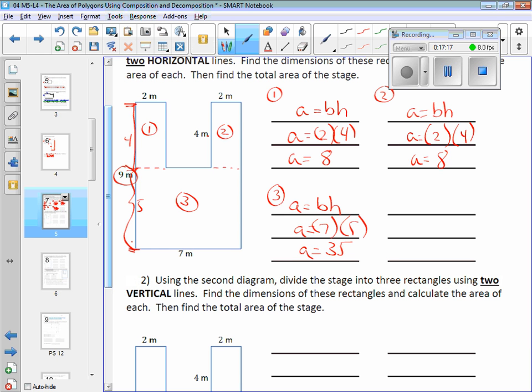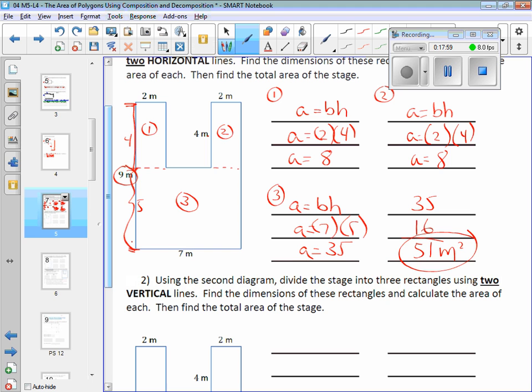What's the last thing we need to do to get the area of the entire shape? Add them. We've got to add 35 plus 8 plus 8. Well, look, I'm going to do 8 and 8 in my head. That I can do. 16. Add 35 plus 16. And then I'm going to tack on my units. And I'm going to circle it. Where'd you get 51 what? Circle it. Okay?